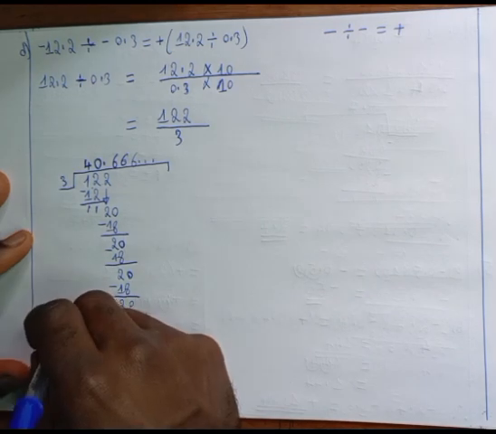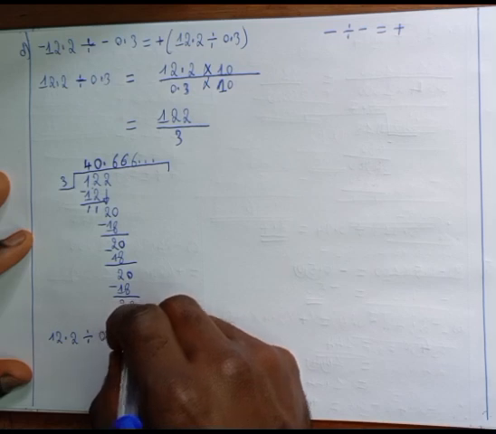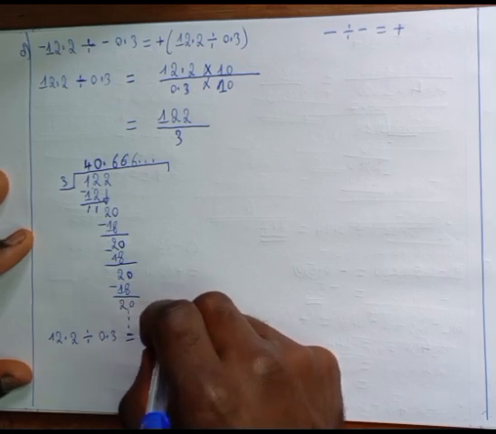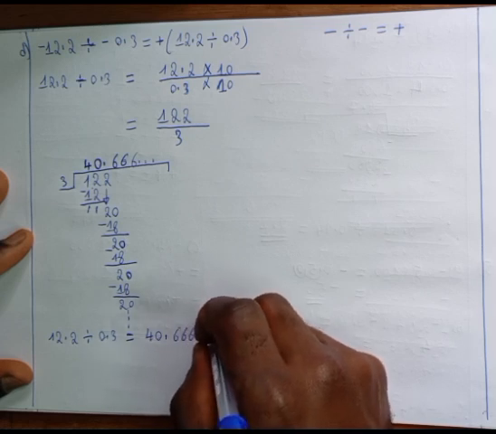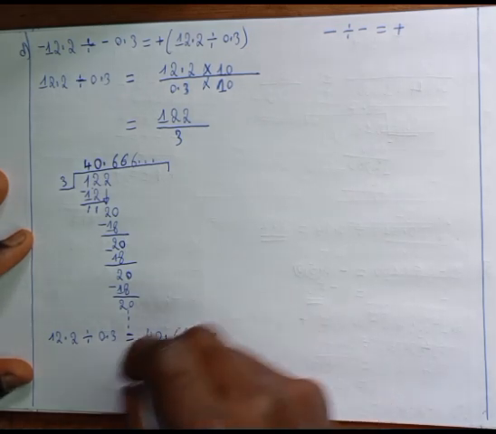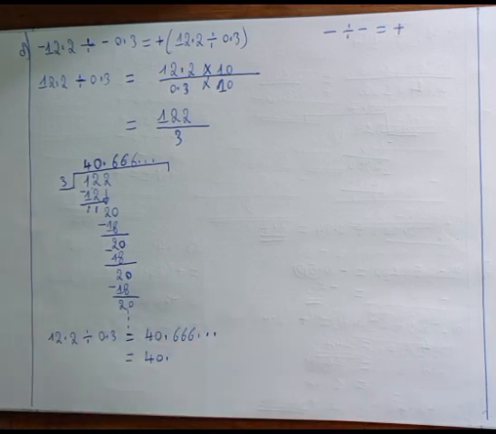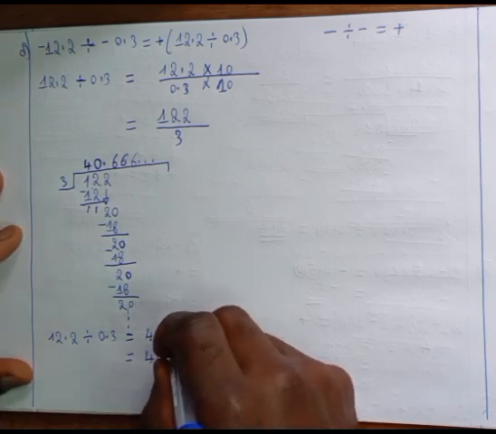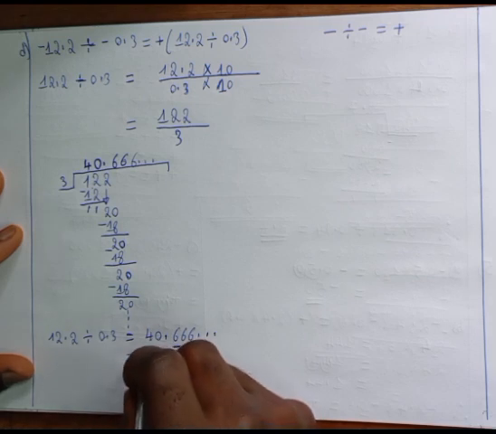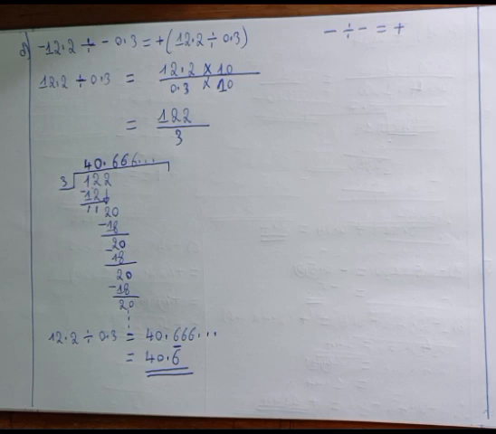It simply means 12.2 divided by 0.3 is equal to 40.666. We put the 3 dots to indicate that the digit 6 continues repeating. So this will simply be equal to 40. Since we know the digit 6 reoccurs, we are going to write down the digit 6 with a bar above. Our answer will simply be 40.6 with a bar above 6. We are done with the correction of the exercise for application.